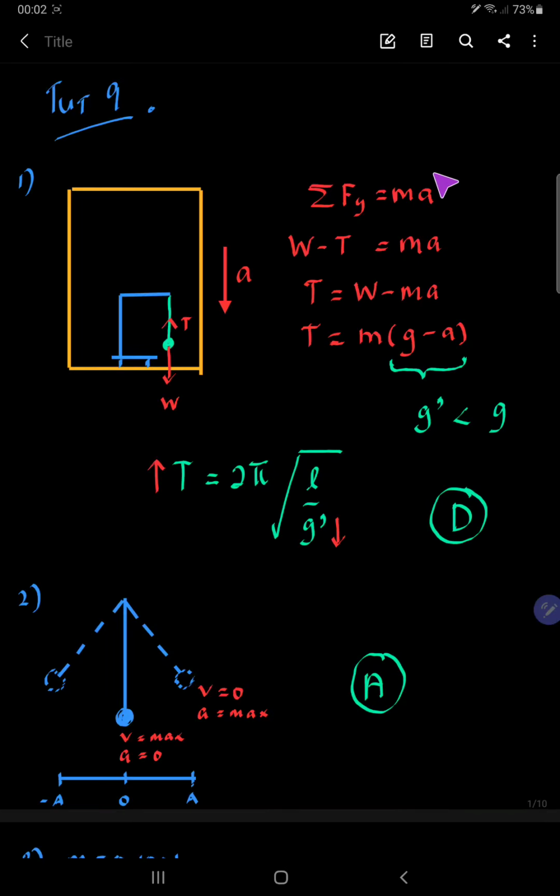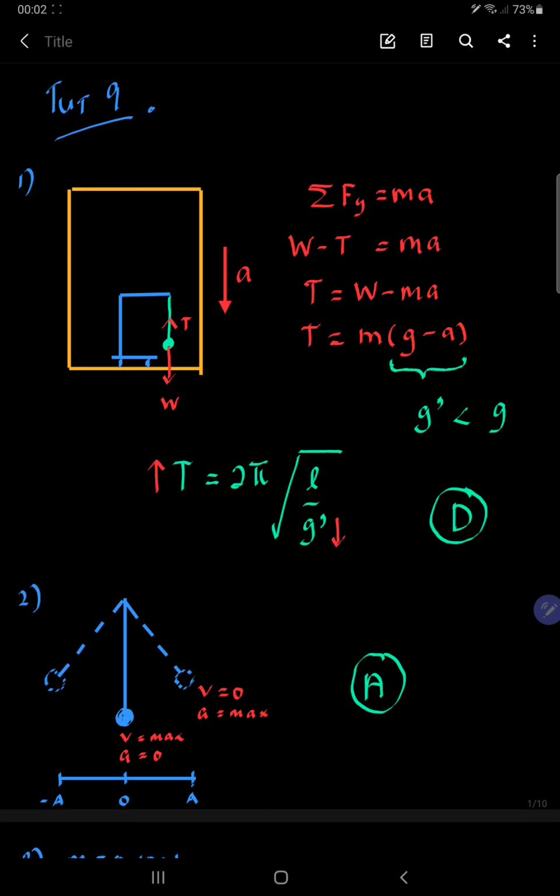Okay guys, for question number 1, under objective questions, a simple pendulum hangs in a lift. The lift then accelerates downwards with an acceleration which is less than the acceleration due to gravity. So which of the following is true? Okay, so we are talking about frequency, which increases. The pendulum oscillates faster, amplitude increases, and period of oscillation increases.